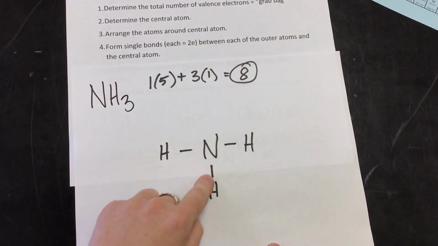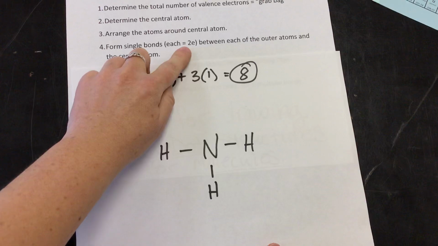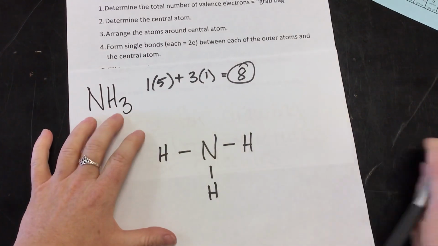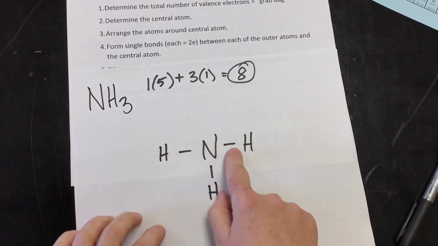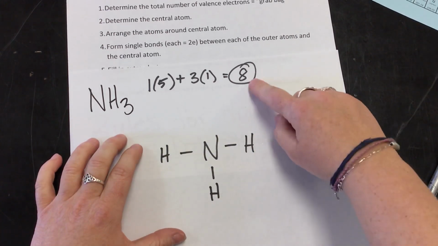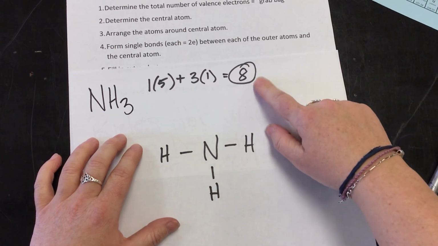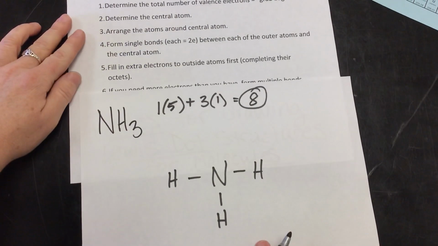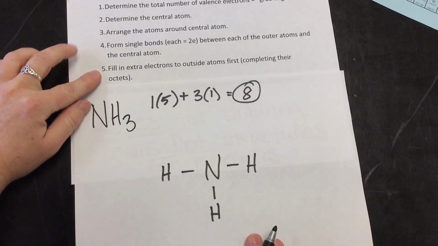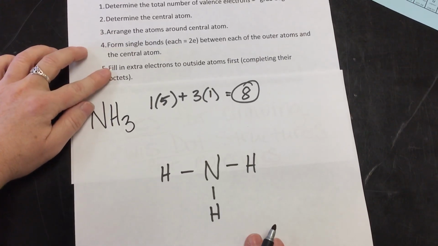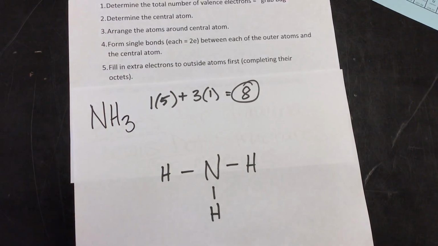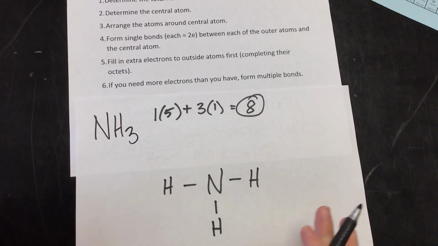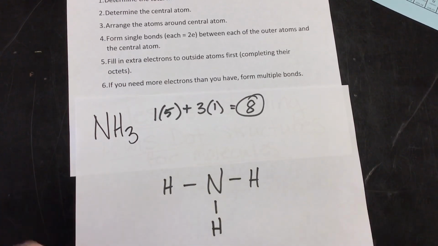Recall that each bond represents 2 electrons from our grab bag. So currently on this structure, we have 2, 4, 6 electrons being shown. And since there are 8 electrons that must be shown in the grab bag, we have 2 electrons left to distribute. It says in step 5 that we need to fill in extra electrons to the outside atoms first, completing their octets, and any remaining electrons go in or on the central atom.